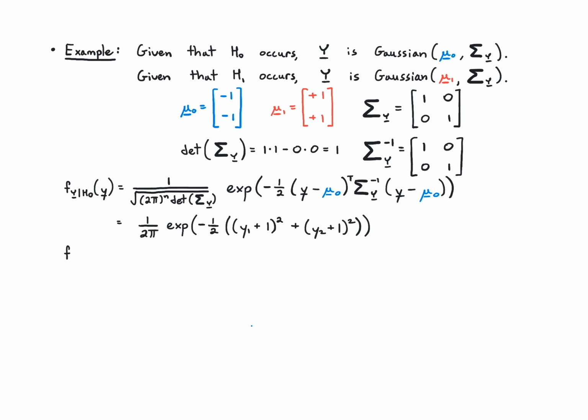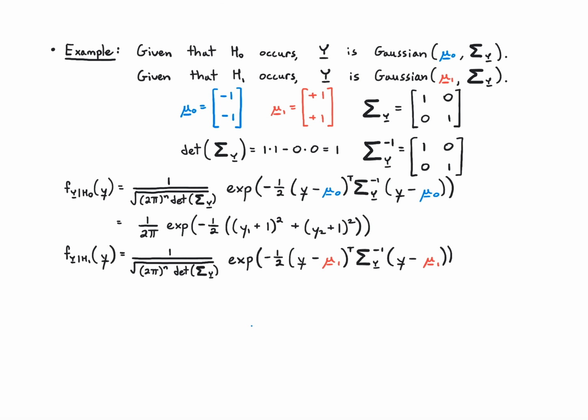Okay, so I can repeat the same thing for f of y vector given H1. And so I'm going to get 2 pi to the n, and that's going to be the determinant of sigma y. And it's going to be e to the minus 1/2 (y vector minus mu1 vector) transpose times sigma inverse times (y vector minus mu1 vector). And then this whole thing is going to end up being exactly as what we have above. It's going to be 1 over 2 pi e to the minus 1/2 (y1 now minus its mean, 1) squared plus (y2 minus its mean, which is just 1) squared.